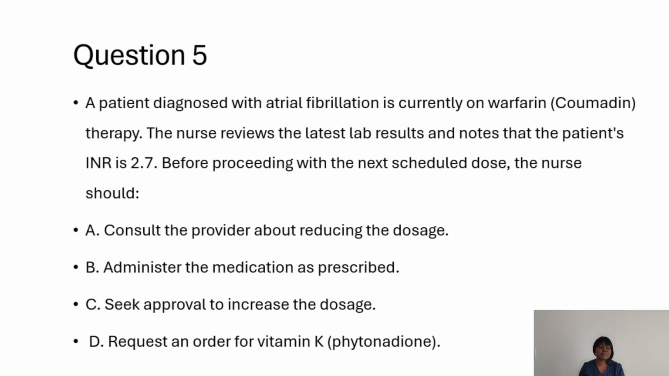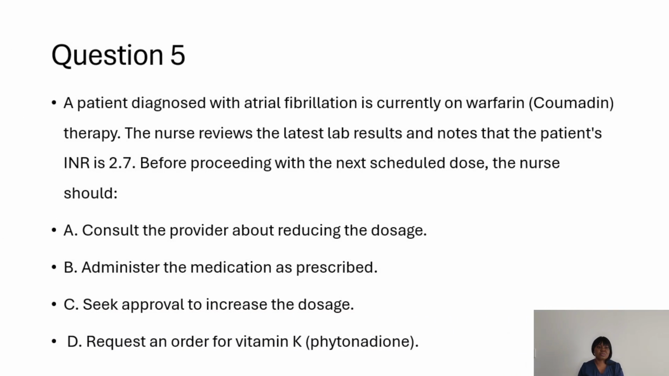Question 5. A patient diagnosed with atrial fibrillation is currently on Warfarin, Coumadin therapy. The nurse reviews the latest lab results and notes that the patient's INR is 2.7. Before proceeding with the next scheduled dose, the nurse should. Let's look at the question.